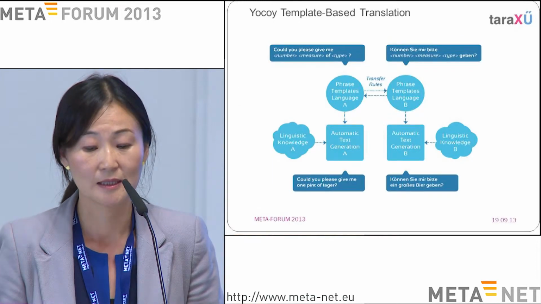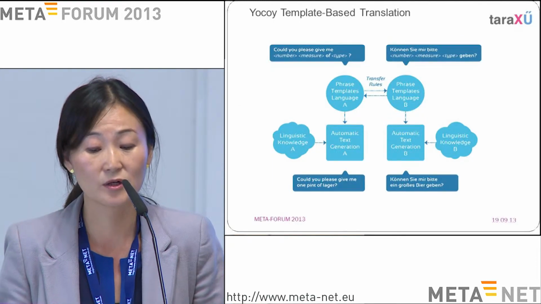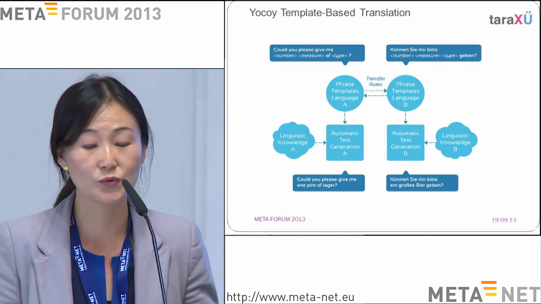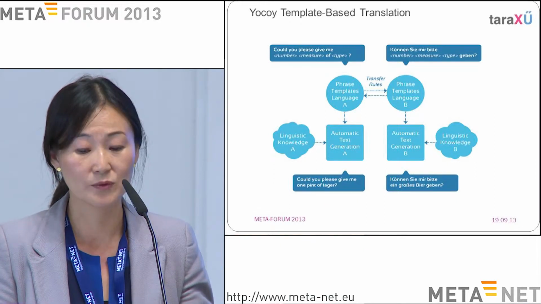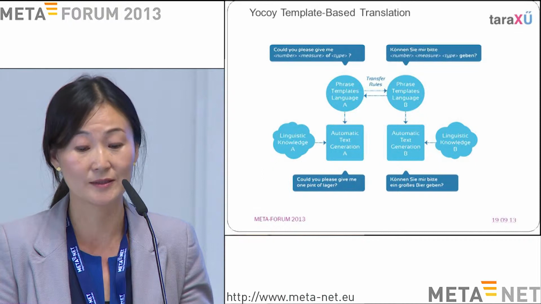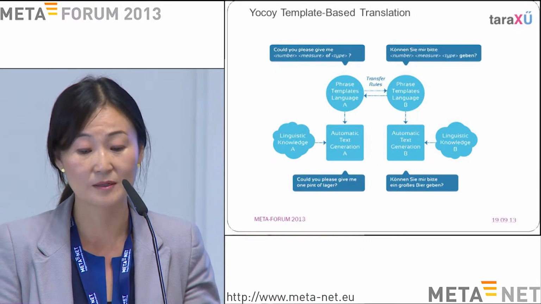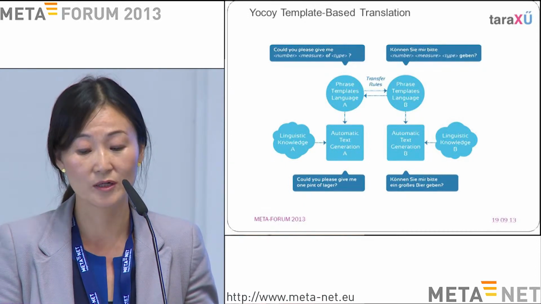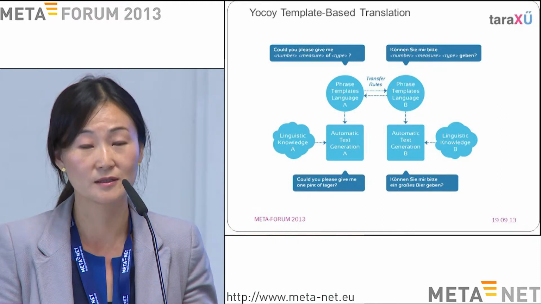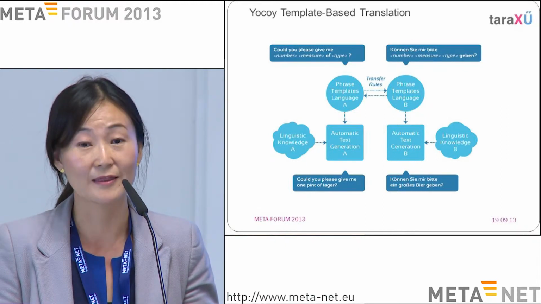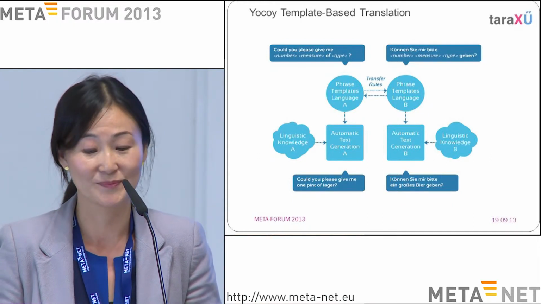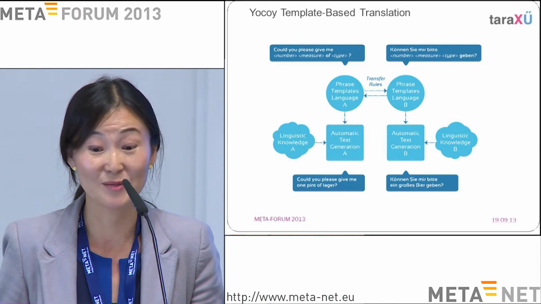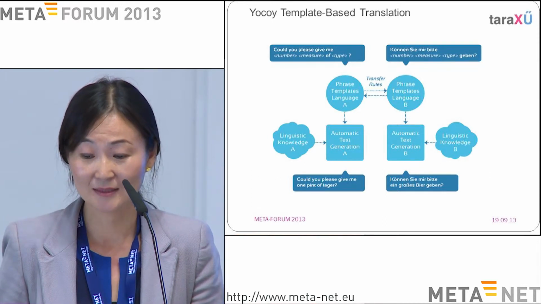And what does the technology look like? We have two relevant parts. One is the translation rules from one language to another, like "could you please give me number measure of type," and then into German. And our linguistic knowledge will apply phrase generation and morphological generation. And then you can order your beer and drinks in a safe way. You get your beer in Germany and in Berlin.